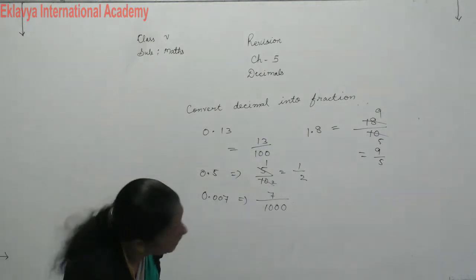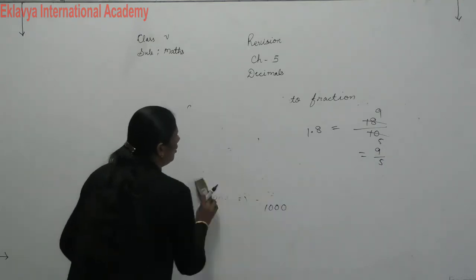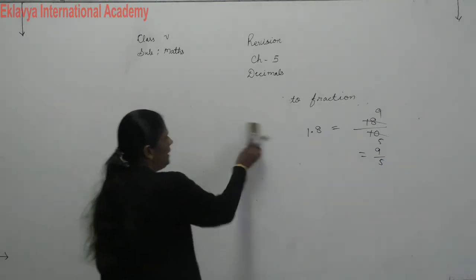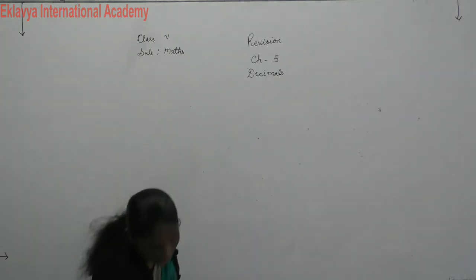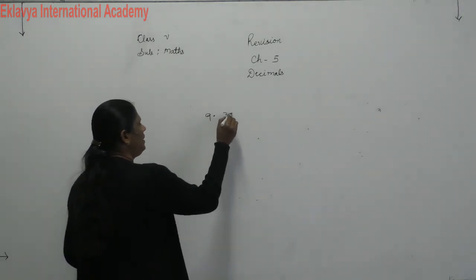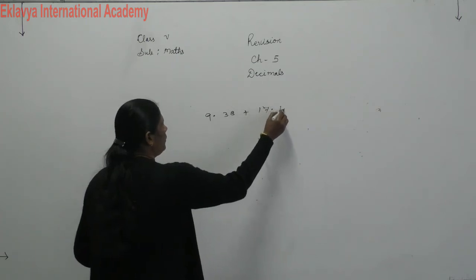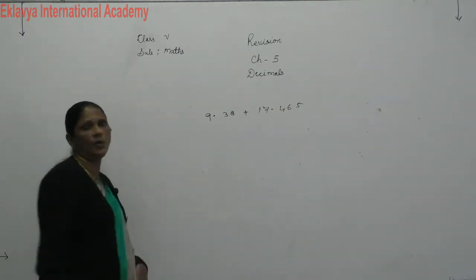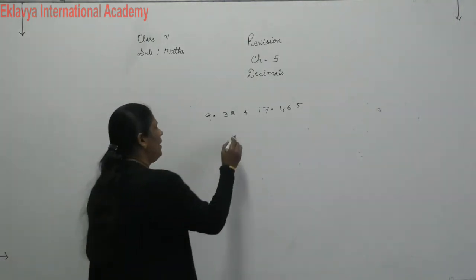Then next, addition of decimals. How to add in decimals. Here 9.38 plus 17.465. First you arrange in column form. First you arrange in column form.